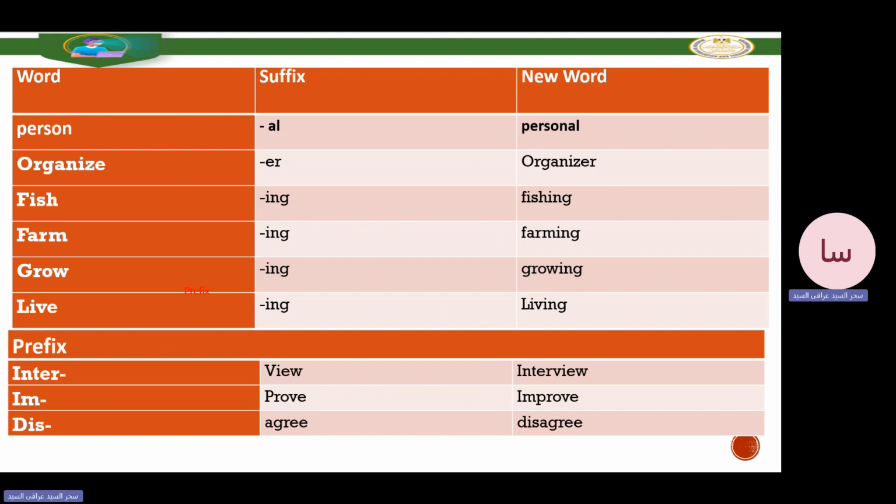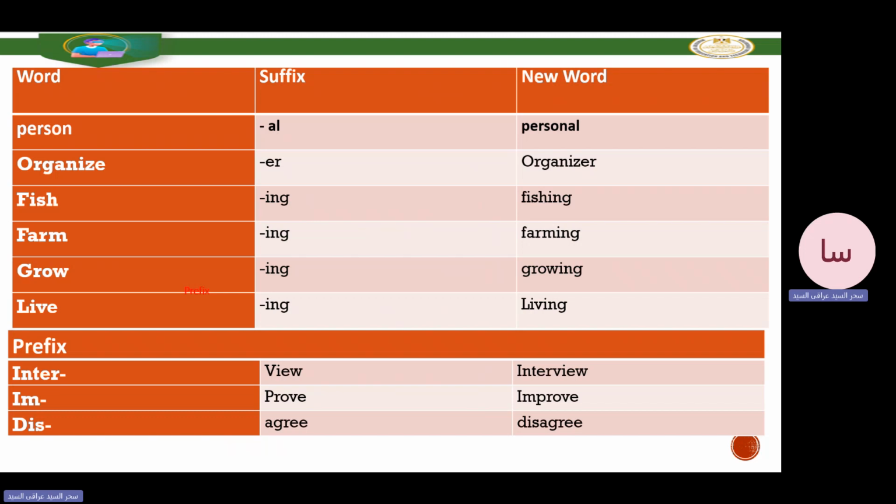Person, if we add al, becomes personal. Organize plus er becomes organizer. Fish, if we add ing, becomes fishing. Form, by adding ing, becomes forming. Grow, by adding ing, becomes growing. Live, if we add ing, becomes living.